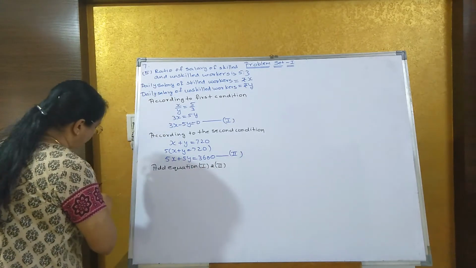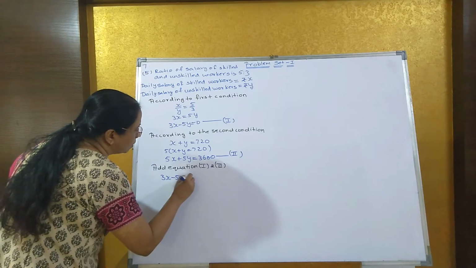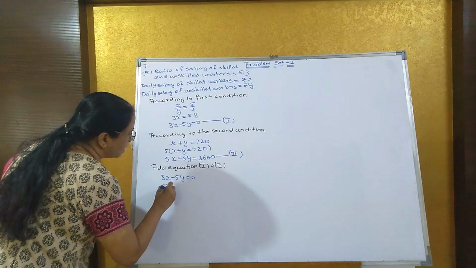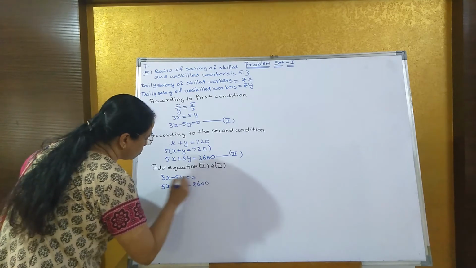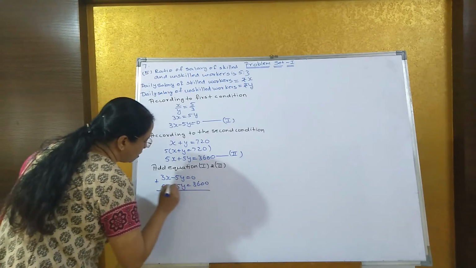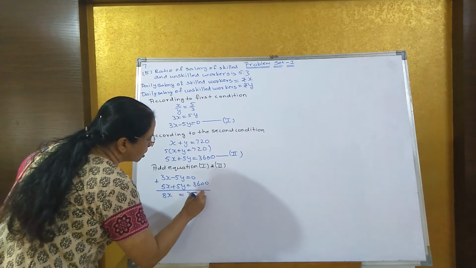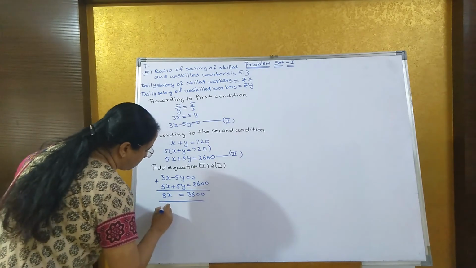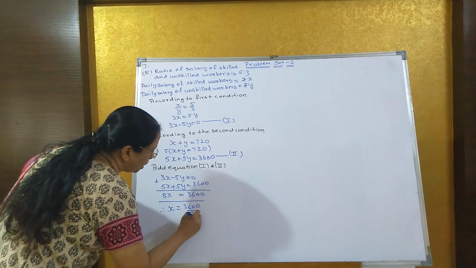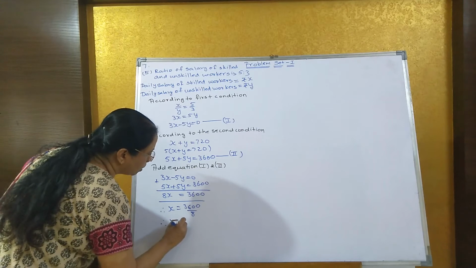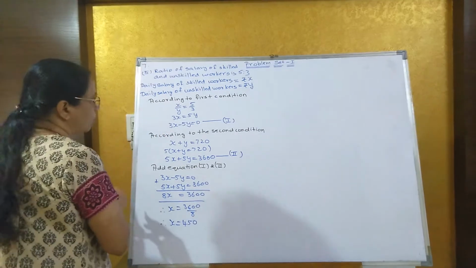When you add both the equations, what you get? 3x minus 5y is equal to 0 and 5x plus 5y is equal to 3600. When you add both the equations, 5x plus 3x is equal to how much? 8x is equal to 3600. Therefore, x is equal to what? 3600 upon 8. Therefore, x is equal to 450. So we have got the value of x.